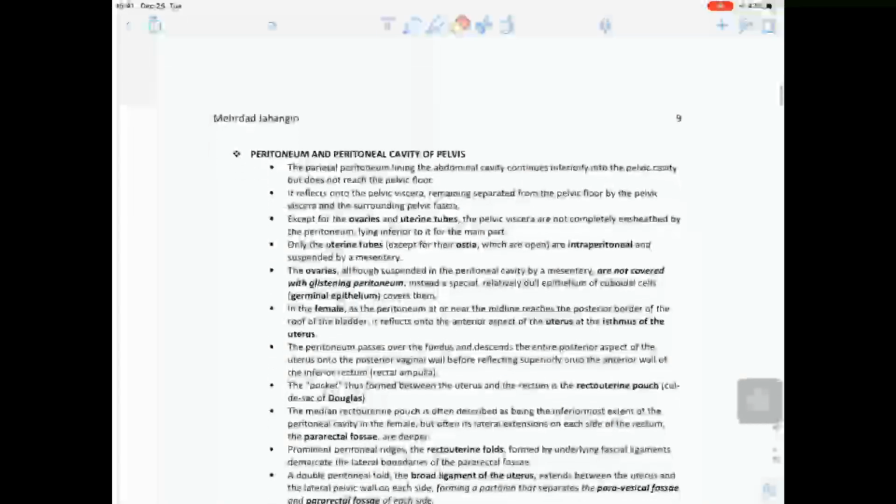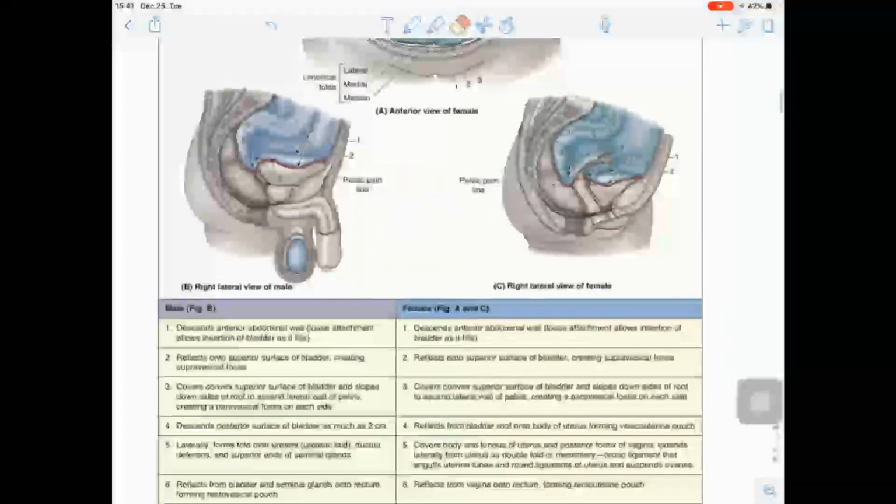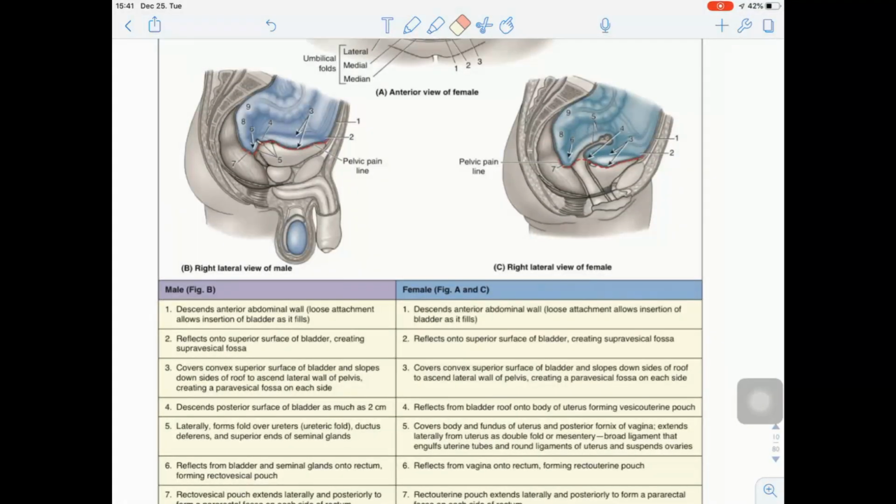Are we good? So the pelvic floor is completely done. So I think I will stop the recording to make it in different parts.